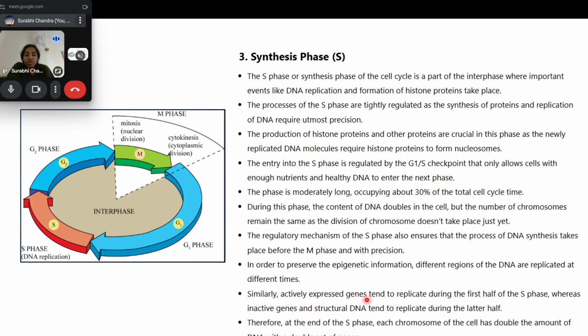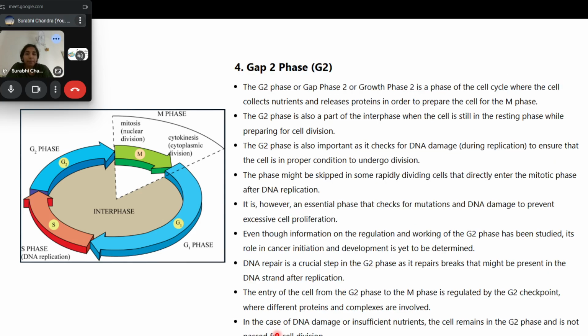And actively expressed genes tend to replicate during the first half of the S phase, whereas the inactive genes and structural DNA tend to replicate during the later half. So at the end of S phase, each chromosome of the cell has double the amount of DNA with double the set of genes.